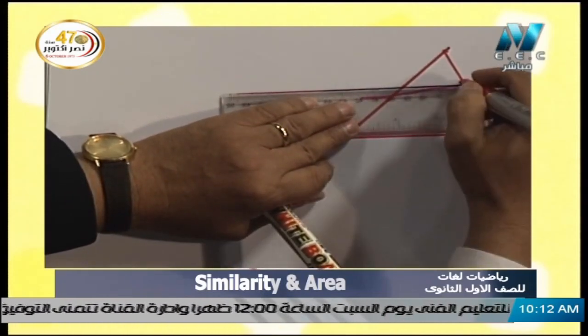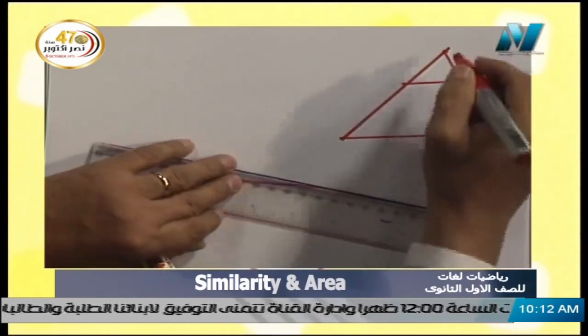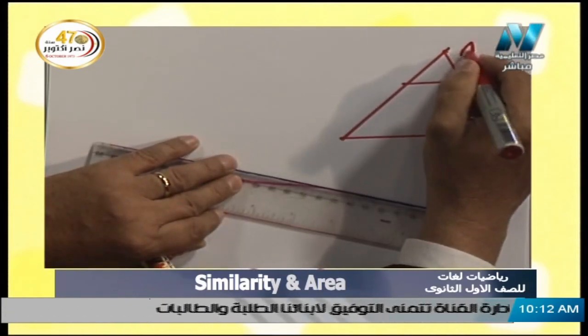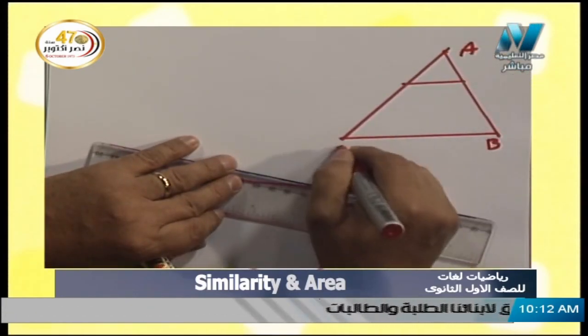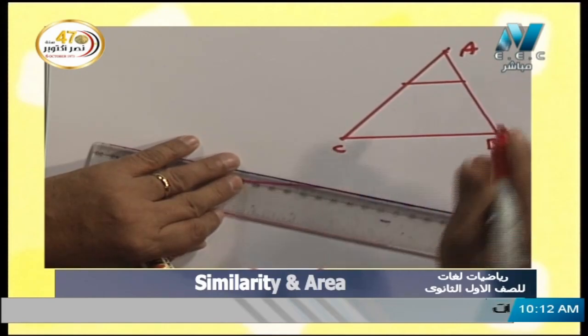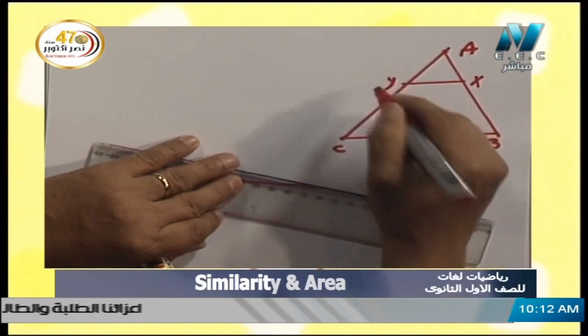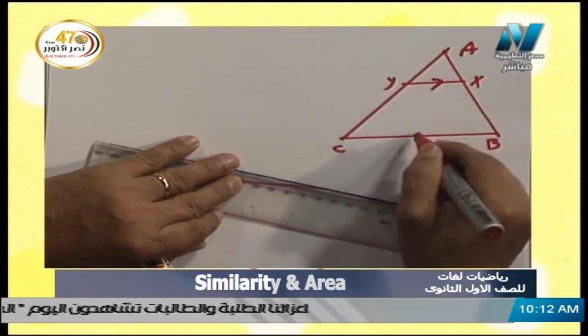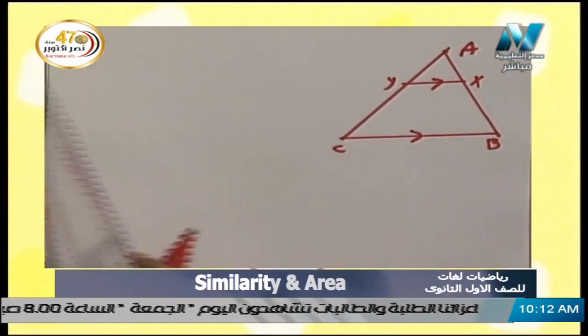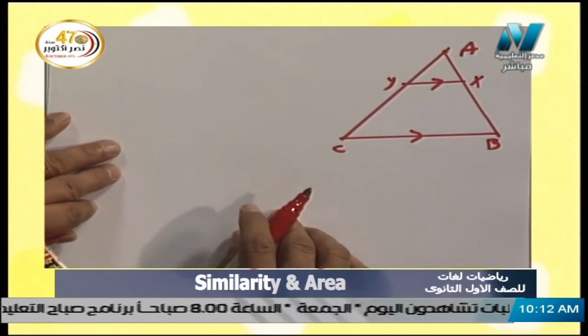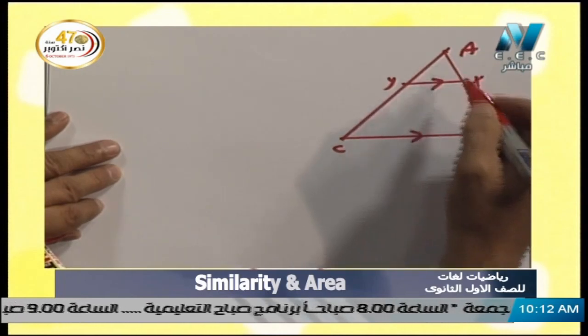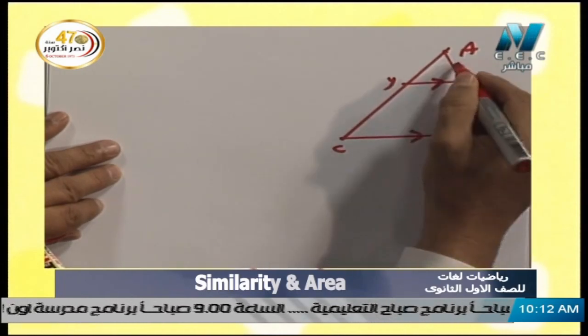And we have a line segment here, triangle ABC, and we have XY, which is parallel to CB. And the ratio between AX to XB equals 2 to 3.